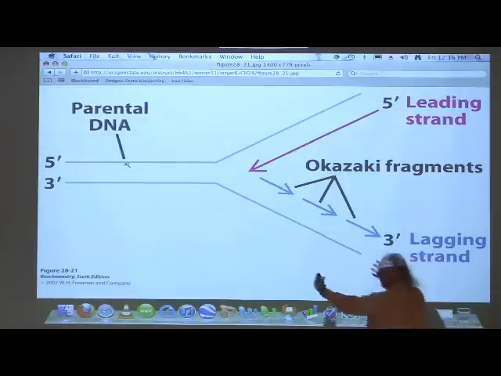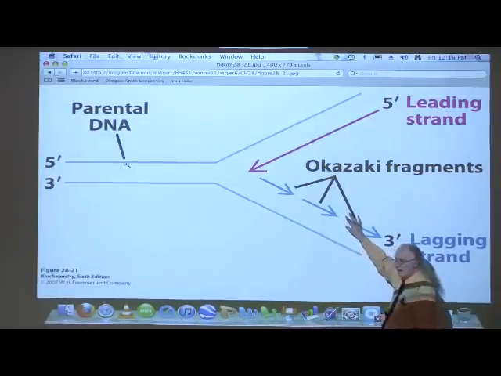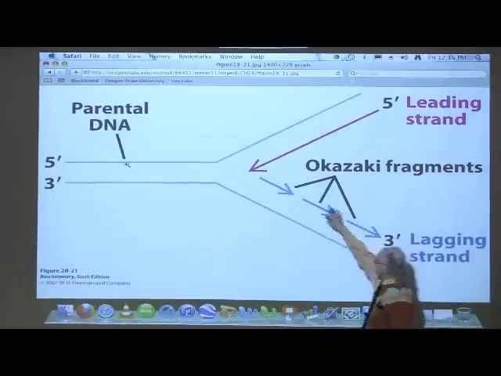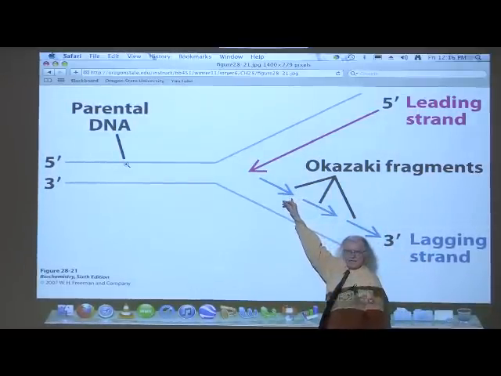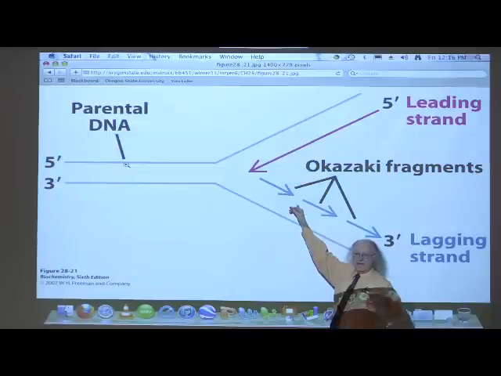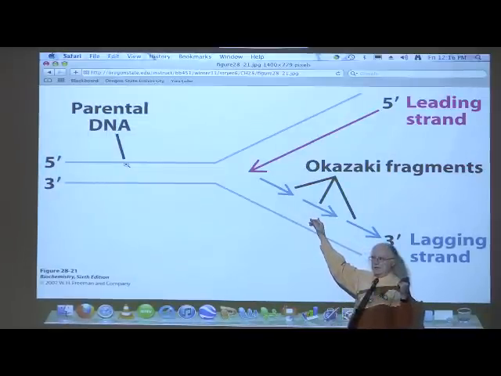So this becomes a very complicated process. It has to be orchestrated very cleverly, because every time one of these little pieces is made, primase has to come in. It has to make a primer. It has to get out of the way. And DNA polymerase has to fill in.